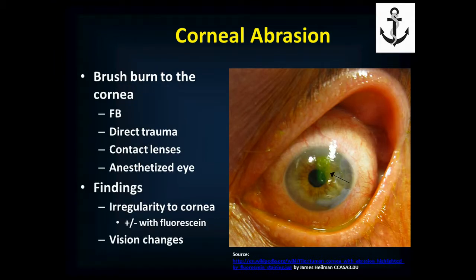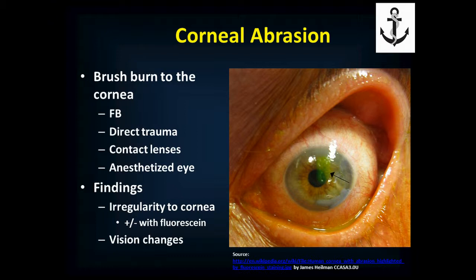Corneal abrasions, or brush burns to the cornea, can happen because of foreign bodies or direct trauma, or contact lenses, particularly if they dry onto the eye and get pulled off. They can also happen if somebody is given the numbing medication to take home with them, which you should never ever do. Don't ever let a patient leave with your topical anesthetic because they'll keep putting it in the eye and rub the eye, and their eye won't protect itself because it's numb. Then they'll end up with these kinds of corneal abrasions and ultimately ulcers of the eye.